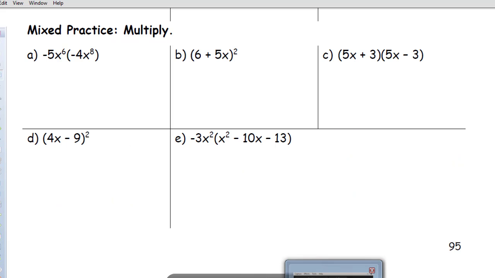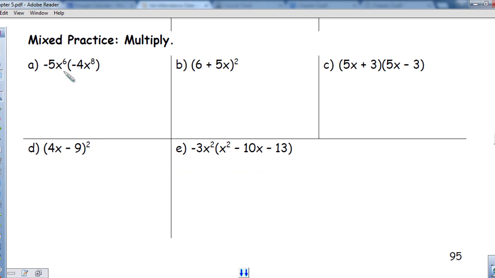Okay, so for this mixed practice, here we're just multiplying. So I'm going to multiply my coefficients and multiply my variable factors since they have the same base. We should get 20x to the what? Not to the 14th. Okay, the rule is if we're multiplying those with the same base, we add the exponents. Okay, don't forget. All right, we add the exponents.